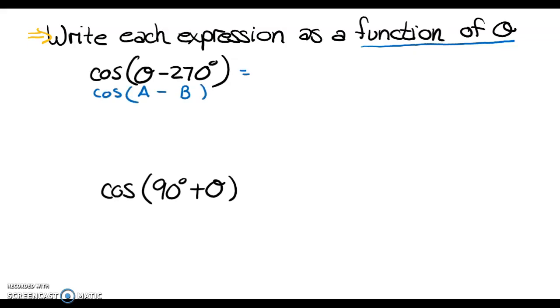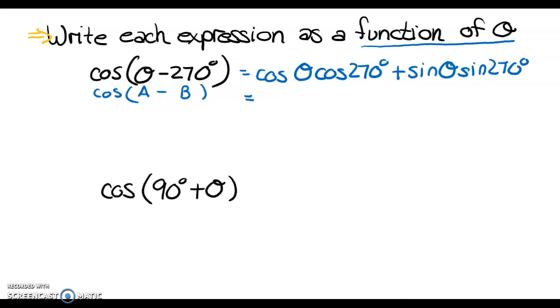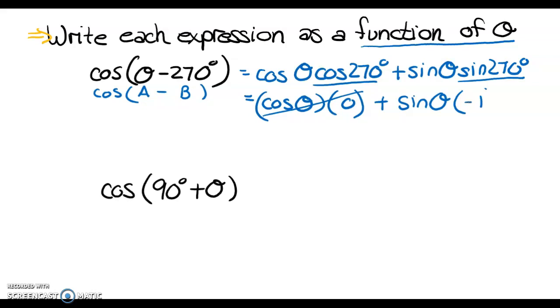So I'm going to write that using the formula. It's going to be the cosine of theta, cosine of 270 degrees, plus the sine of theta, sine of 270 degrees. And now I know the values of these. Cosine of 270 degrees is 0, so when I multiply this value by 0, it's going to be eliminated. Sine of theta, what's the sine of 270 degrees? It's -1. So my final answer is negative sine of theta, and I satisfied the constraints of a function of theta. Sine is a function of theta.